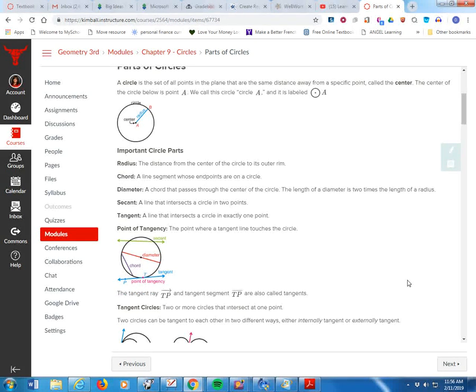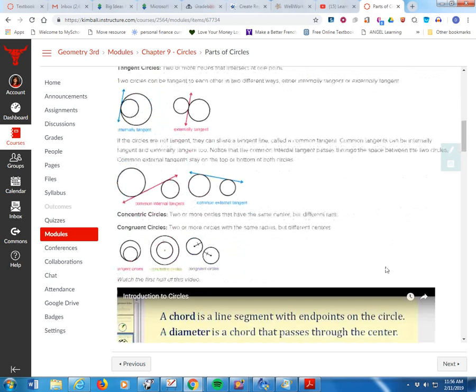Okay. A couple of other pieces of information that were presented in this section are circles that have common tangent lines. They may be concentric circles. Concentric circles are circles that are inside of circles. If they touch, they will be tangent at that point of tangency. If they're concentric circles that don't touch, they don't have a shared tangent line.